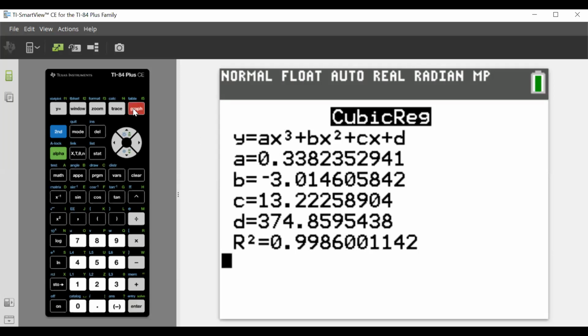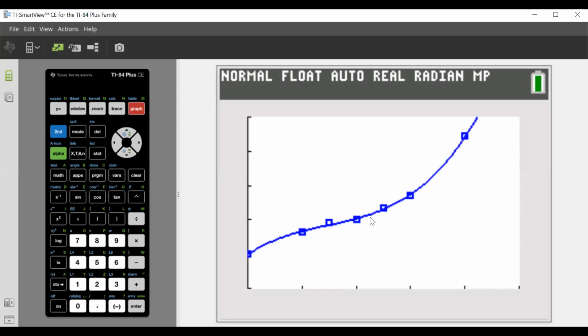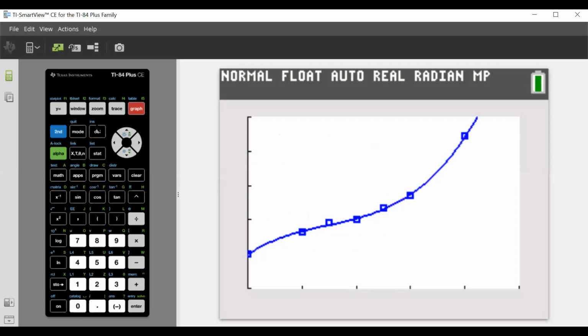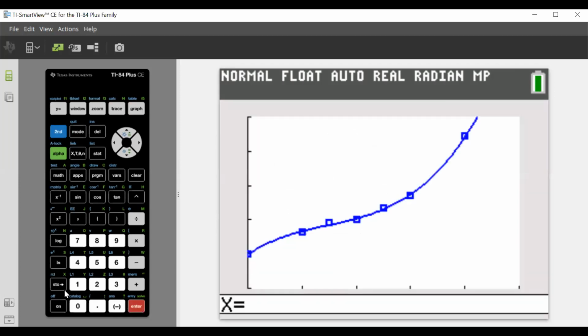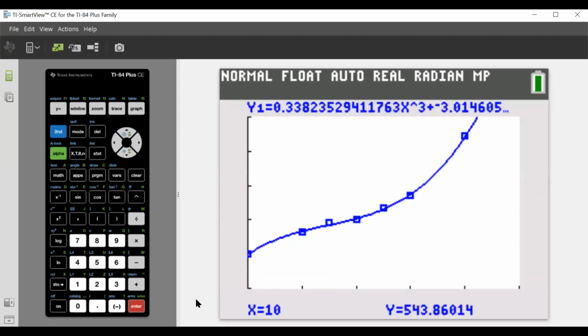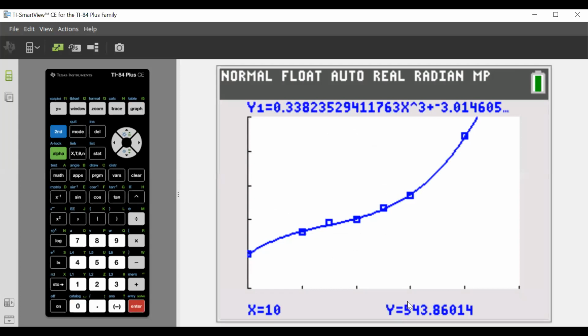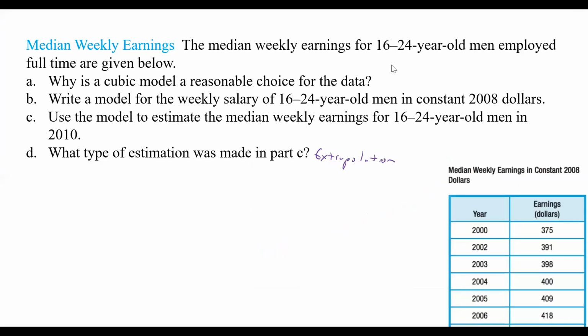Let's look at our graph to see what it looks like. It's hitting pretty much all the points there, so that's good. And now our value when x is 10 is 543.860. Okay, so that gives us that one. And so now let's go back and write all of this down.